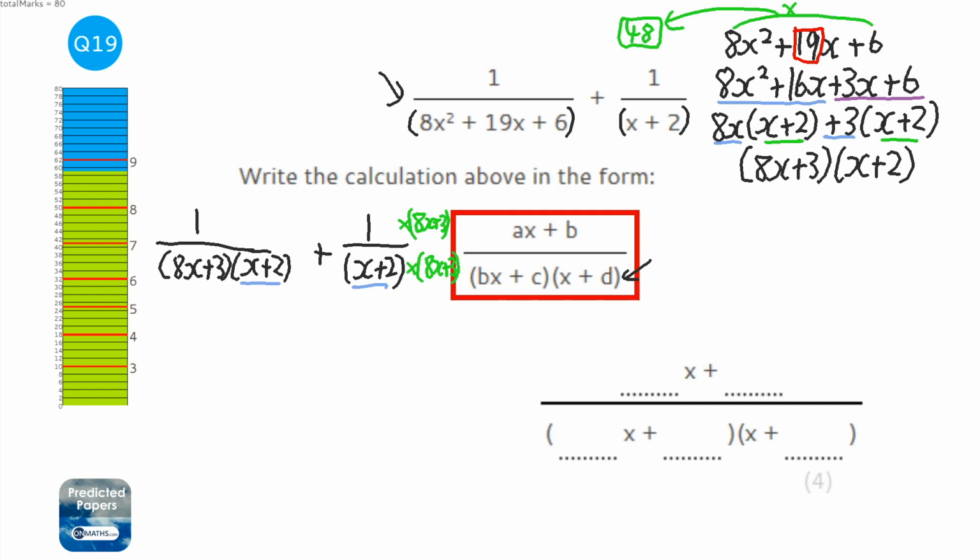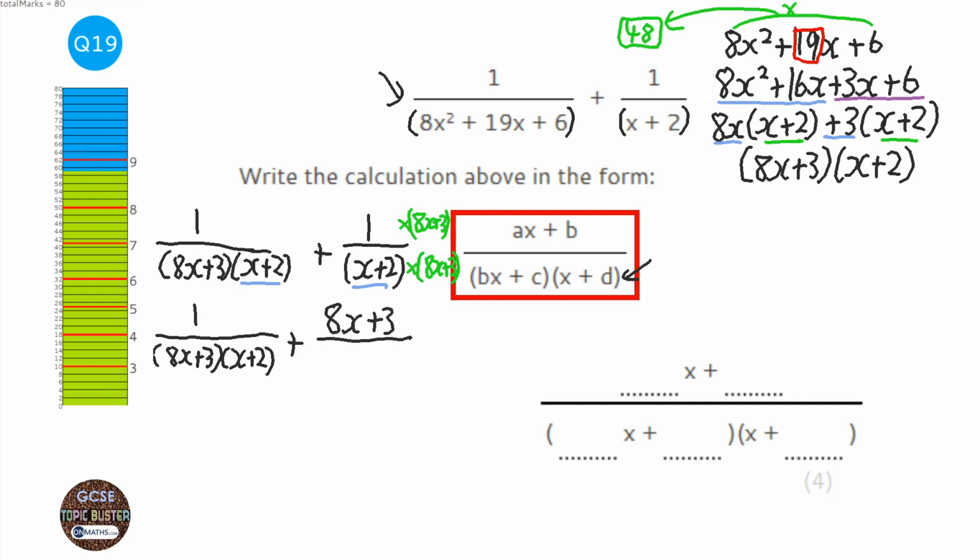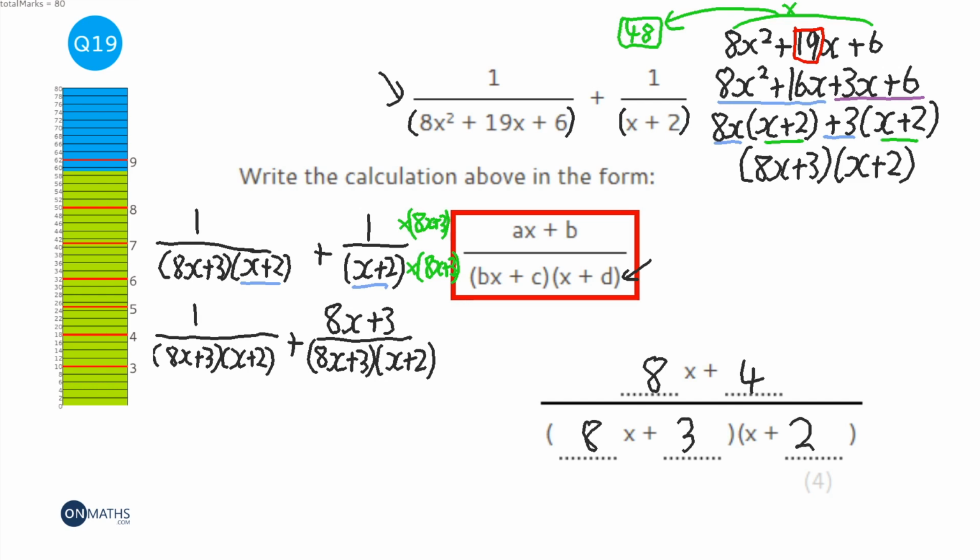Right, so I'll rewrite that just to make sure my working out is really clear. So the top becomes 8x plus 3, and the bottom actually is the same as the other side, which is good because now we can add the tops together. If we add the 1 to the 8x plus 3, we get 8x plus 4, and then we've got (8x plus 3)(x plus 2). And that's my answer.